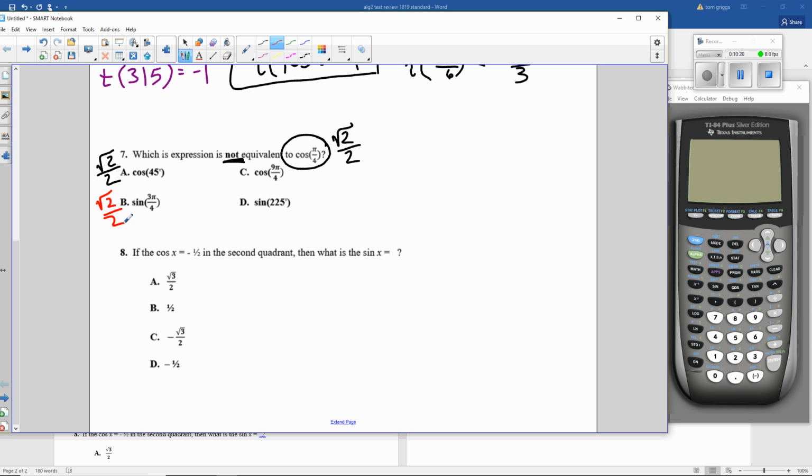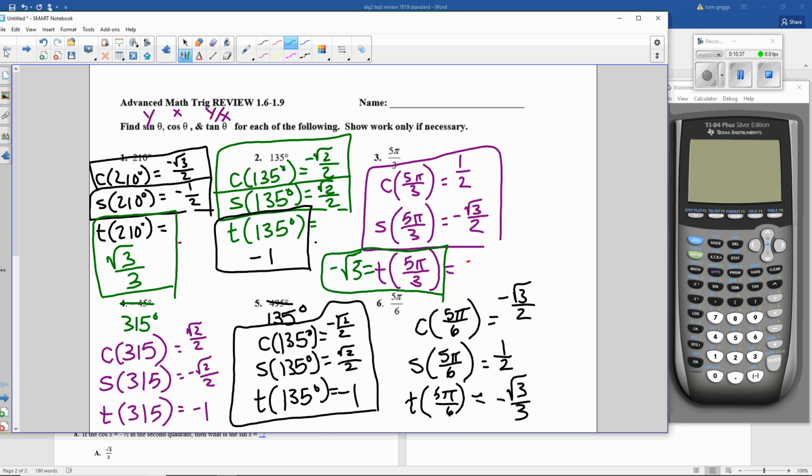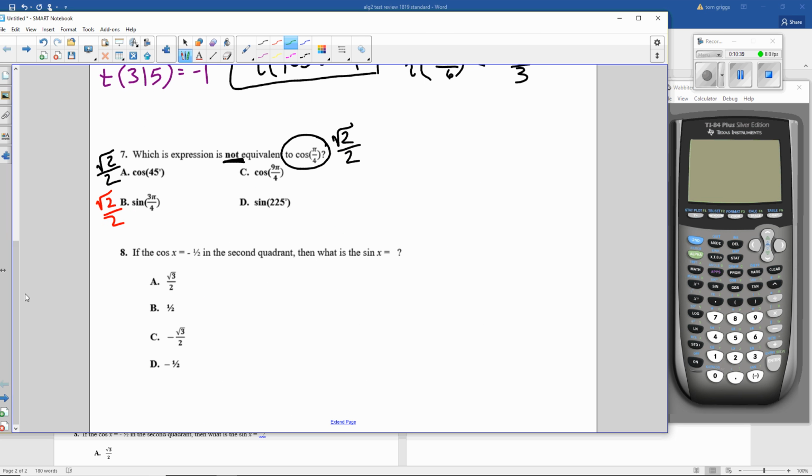Let's check D, sine of 225 degrees. So 225 degrees is in the third quadrant. And of course, sine is negative in this quadrant. So it's a negative radical 2 over 2. So that is not exactly the same. So the answer is D.